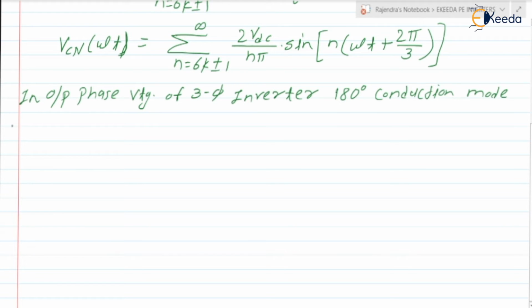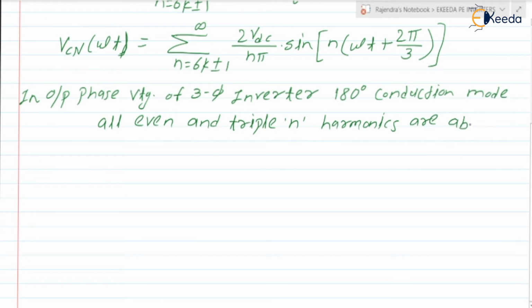all even and triple n harmonics are absent. Very important: in the output voltage of the 3-phase inverter in 180 degree conduction mode, all even and triple n harmonics are absent. Is this clear? This point is very important. They have asked questions about the output phase voltage, so we have the phase voltage.